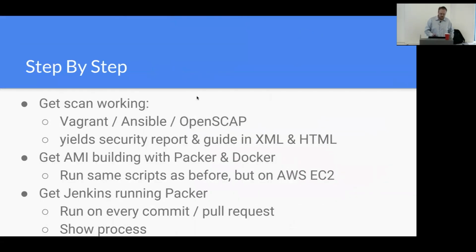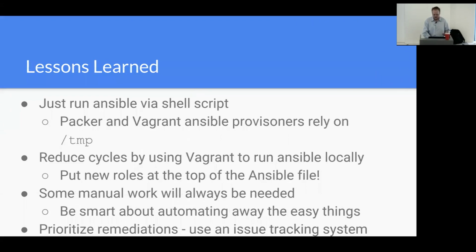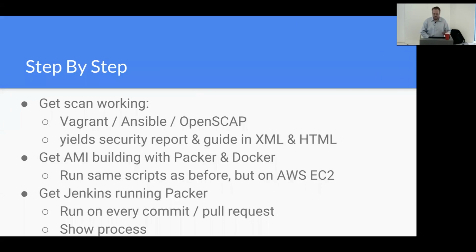So if you were going to reproduce something like this from first principles, getting the scan working is the first thing you probably ought to try on your baseline. And you should try to get the AMI to build or get your image to build one way or another. Make sure you can run the same set of scripts on a local environment that you can run in a cloud environment. The last thing might be to get Jenkins running Packer, run it on every commit or pull request, integrate it with GitHub.